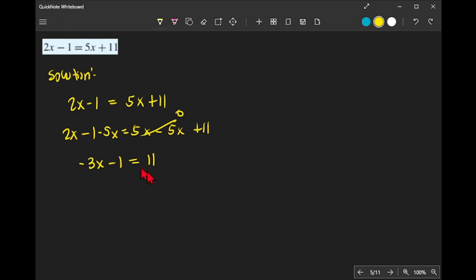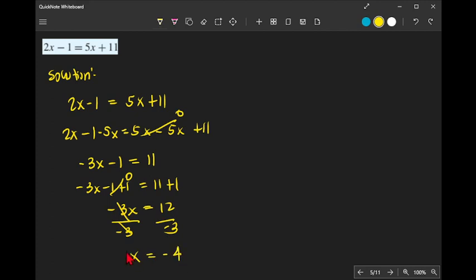Then the next thing we are going to do is to eliminate this negative 1 in this part of the equation. So we have negative 3x minus 1, so plus 1 is equal to 11 plus 1. Okay, so that will be 0. So negative 3x is equal to 12. So divide both sides by negative 3, so that we will be left only with x. So 12 divided by negative 3 will be equal to negative 4.